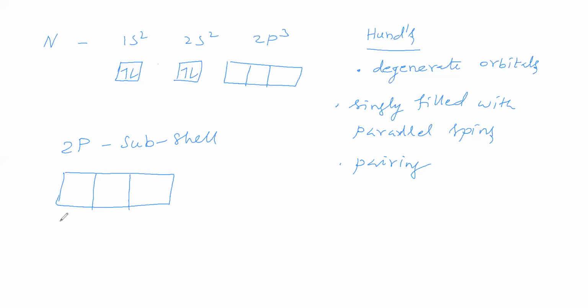So how to write 2px? Here 2px, here 2py, here 2pz we have written. For writing 2px, 2py, 2pz, is there any rule? That means there is no rule.